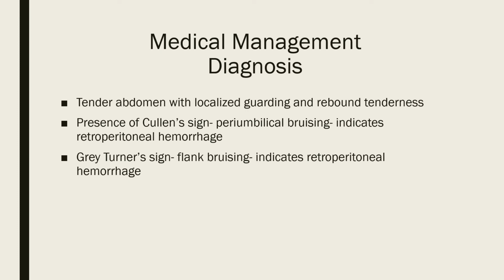So diagnosis, what are we talking about? The abdomen will be tender with localized guarding and rebound tenderness. There will be the presence of the Cullen sign. Cullen sign is periumbilical bruising, indicating retroperitoneal hemorrhage. Or there will be Grey Turner sign, and this is flank bruising, and this will indicate retroperitoneal hemorrhage.